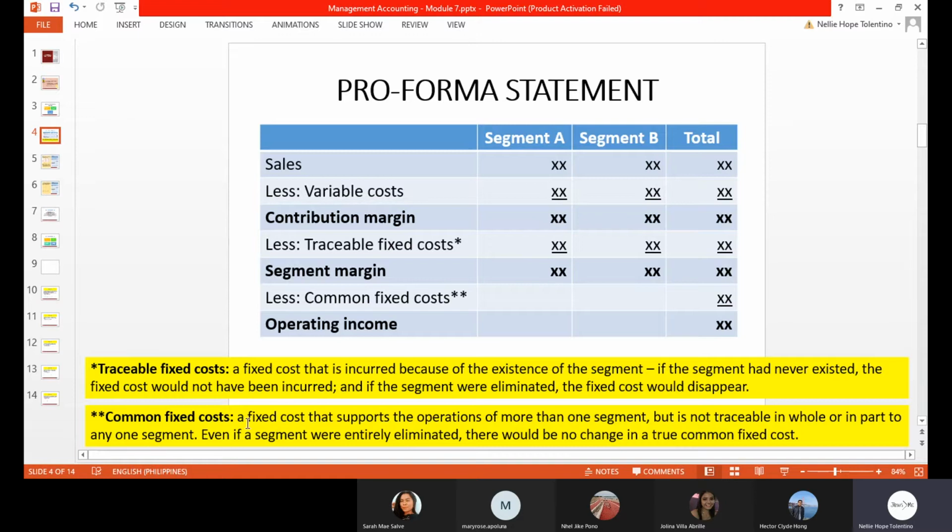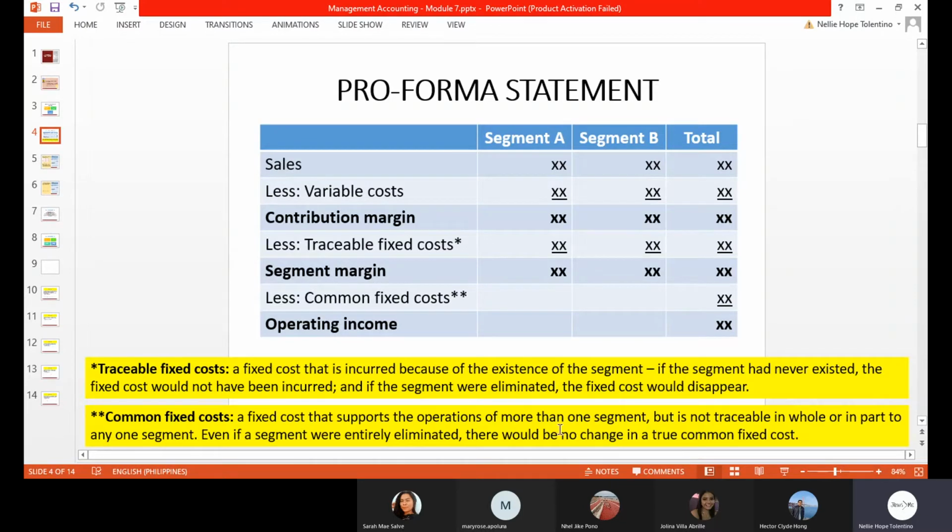Because ang common fixed cost is a fixed cost that supports the operations of more than one segment, but it is not traceable in whole or in part to one segment. Even if a segment were entirely eliminated, there would be no change in a true common fixed cost. So, ang common fixed cost daw is actually a fixed cost of the whole company itself. Mawala man si segment A, yung fixed cost na ito would still exist. It won't be affected kung meron mang segment na mawala because it's a common fixed cost.